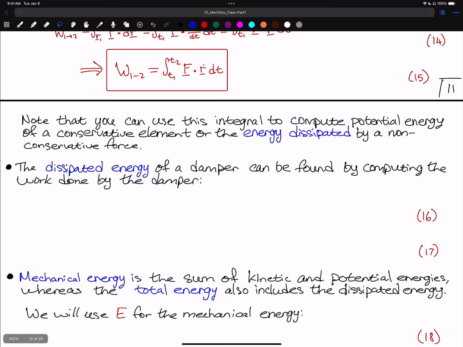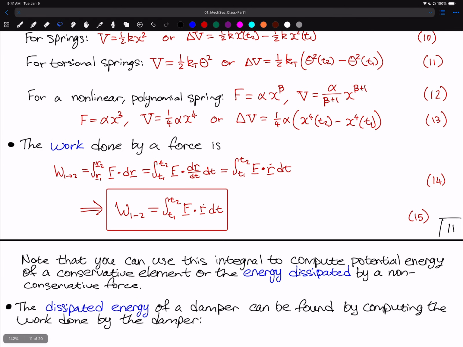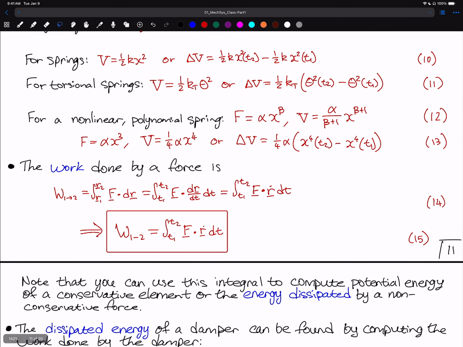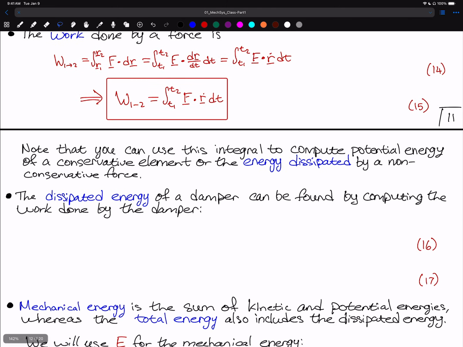So note, you can use this integral form to compute the potential energy of a conservative element or the energy dissipated by a non-conservative force. And we're going to deal with that in a moment. So that being said, you can find the potential energy for a nonlinear spring, for a linear spring, or any other kind of conservative force. You can use this integral to find the work done or the potential energy of that.